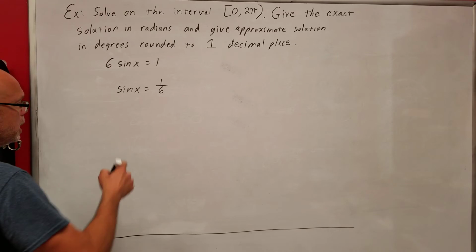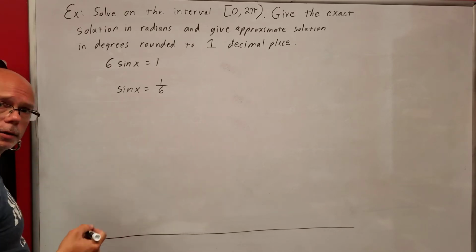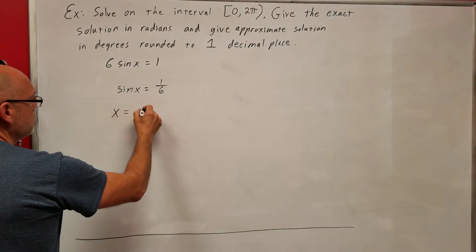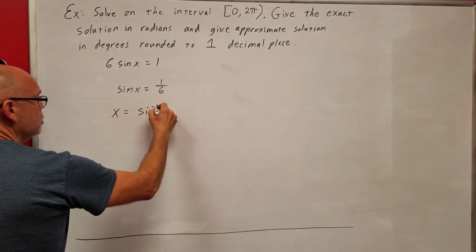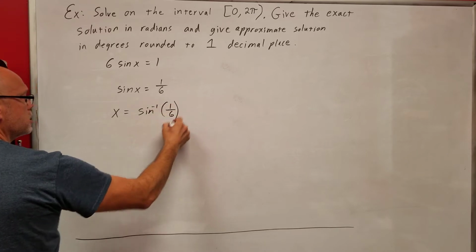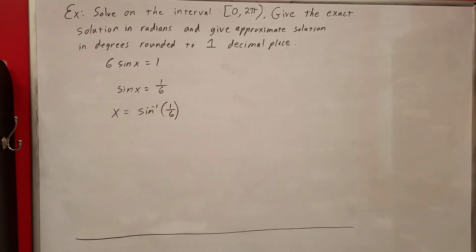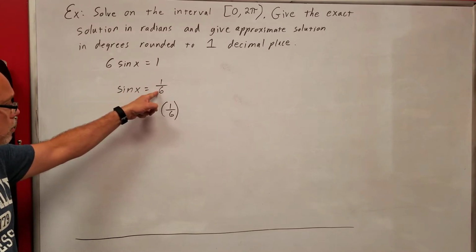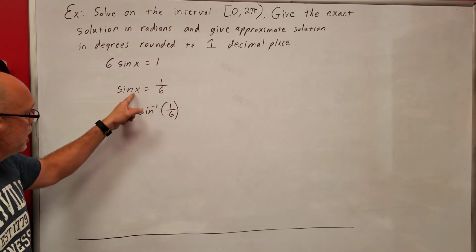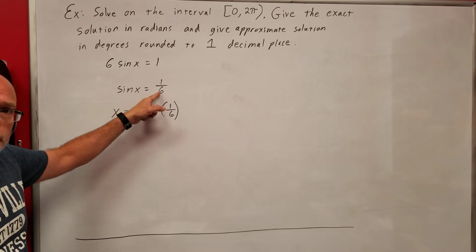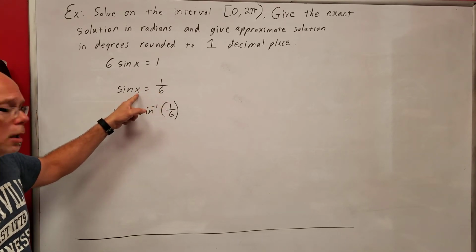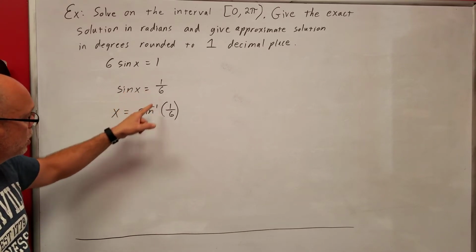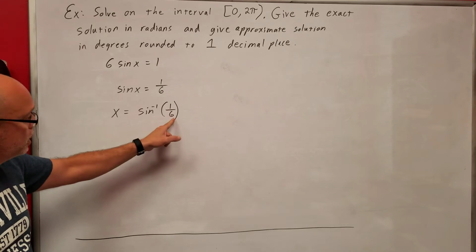So what we do in this case, if we get a value like this that's not on the unit circle, is we say, okay, x is equal to the angle whose sine is 1/6, or we use the inverse sine here. X is the angle that whenever I take the sine, I get 1/6. Or I could say x is the angle whose sine is 1/6.